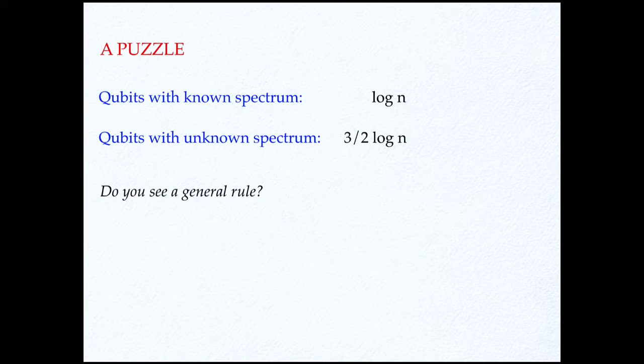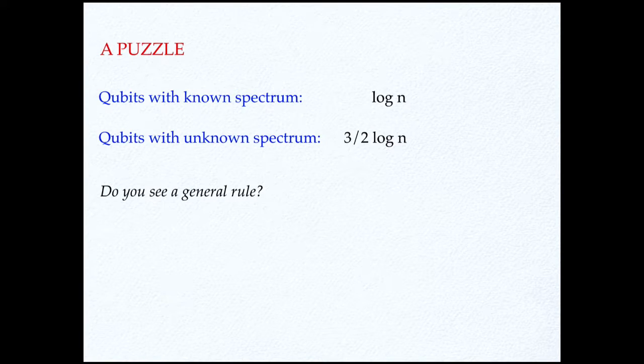So to conclude, I have a little bit of a puzzle for you. I just showed you that for qubits, when you know the spectrum, the best compression, the smallest memory size, is of order log n. If you don't know the spectrum, the memory size is 3/2 log n. So how many of you can see a general pattern here? How many of you have an idea how to generalize this for higher dimension or different families of states? Does anybody?